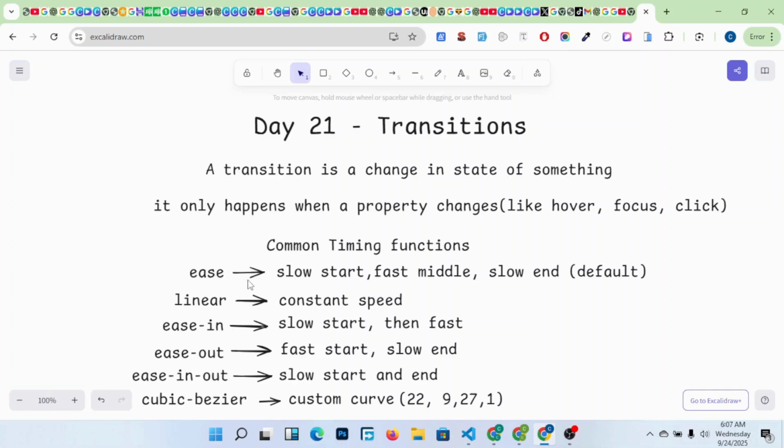Either there's ease. This one is for slow start, fast middle, and slow end. This is linear, this is constant speed. Then ease-in is like this: slow start, then fast. Then there's ease-out, fast start, then slow end. Then there is ease-in-out, slow start and end. Then there's cubic-bezier. Okay? Okay.